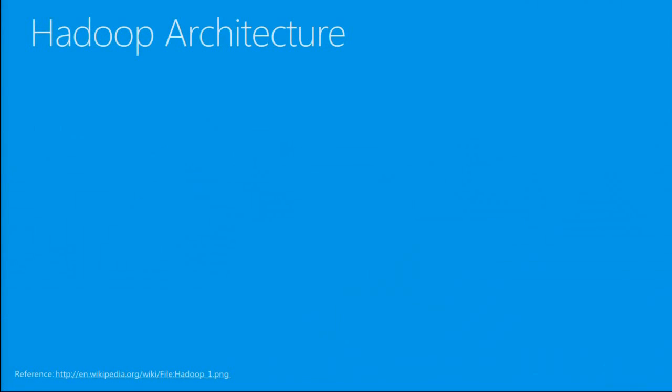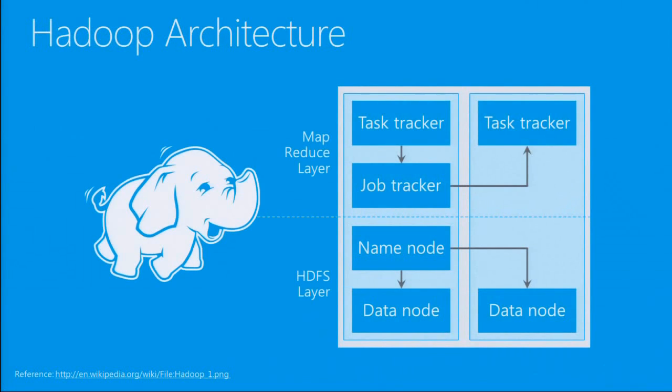Hadoop. Let's look at the basic architecture of Hadoop. In the previous section, we already looked at what MapReduce looks like. Hadoop is an implementation of the MapReduce engine. It consists of 2 parts. The first part is the lower layer, which is the distributed file system, the HDFS layer.